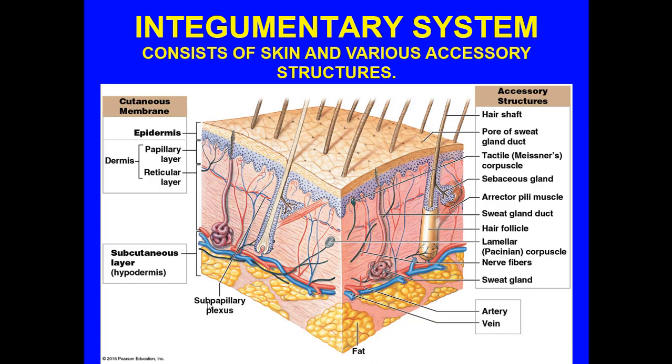These include, of course, the sweat glands, the sebaceous glands, the sensory organs such as the Meissner's corpuscle and Pacinian corpuscle, and the hair shafts. When we look at the structure of the skin, it has been referred to as a cutaneous membrane. The outermost layer, which faces the dry air environment, is the epidermis. Beneath the epidermis is the dermis, which can be divided into a papillary layer.